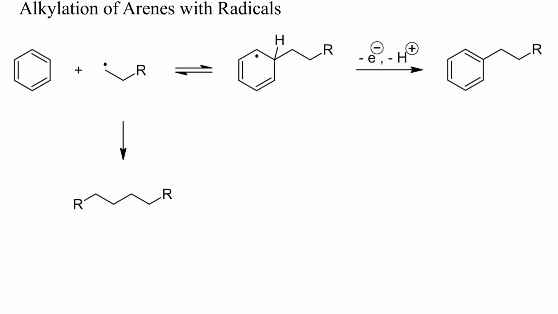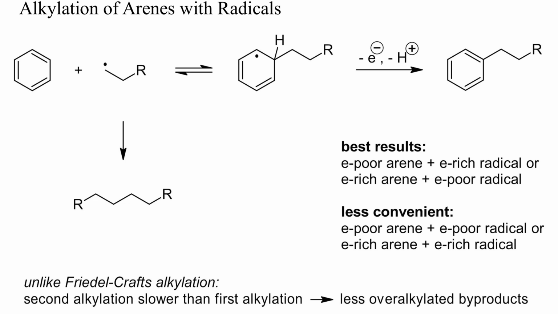Although the stationary concentration of radicals is low in most radical-generating strategies, radical dimerization can become an important side reaction if the addition of the radical to the arene is too slow. Best results are achieved with electron-deficient arenes and electron-rich radicals, or with electron-rich arenes and electron-deficient, that is, acceptor-substituted radicals.